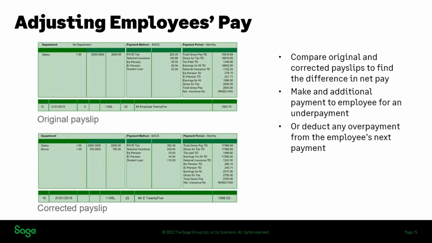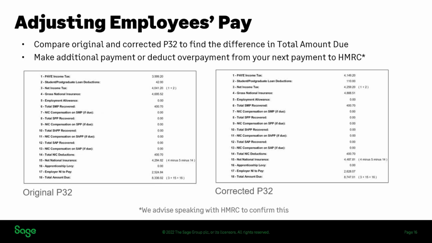Once you've found that difference, it's just a case of making that additional payment to an employee for an underpayment, or in the next pay, you can deduct that overpayment if it's an overpayment from the employee's next payment. So it's about manually adjusting what actual money you are giving them. You may also want to compare the original and the corrected P32s to find any differences in liabilities to HMRC. So that's HMRC payments. And then what you'll need to do is either make an additional payment or deduct any overpayments from your next payment to HMRC.